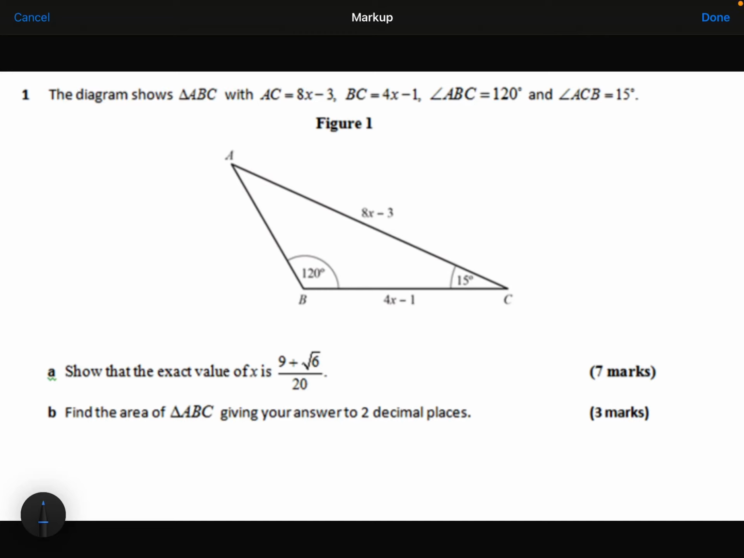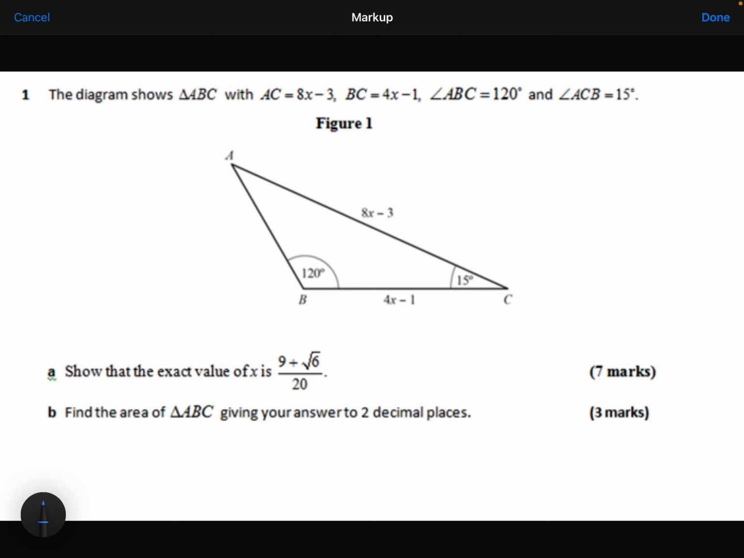The diagram shows triangle ABC with AC equal to 8x minus 3, BC equal to 4x minus 1, the angle ABC equal to 120 degrees, and the angle ACB equal to 15 degrees. And you can see that's shown to us on the diagram. Part A, show the exact value of x is 9 plus root 6 over 20.